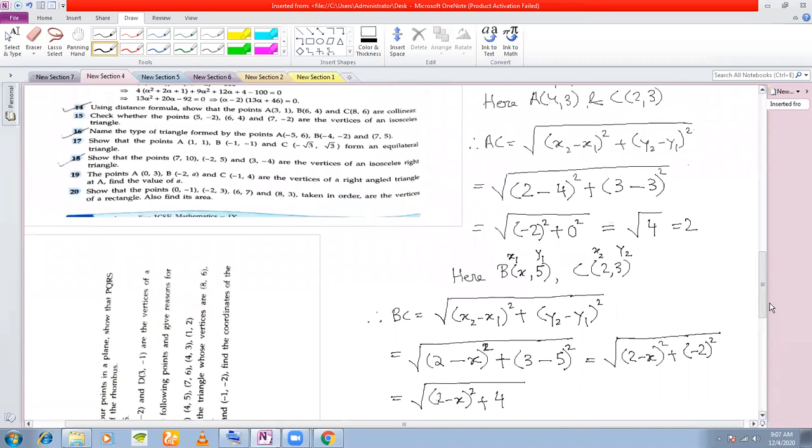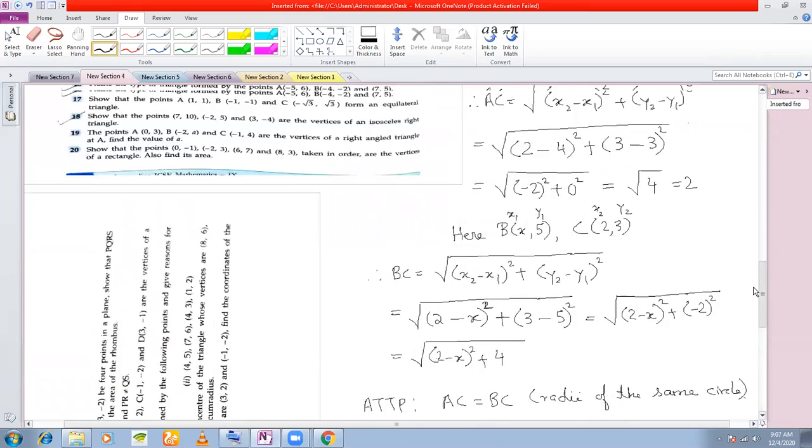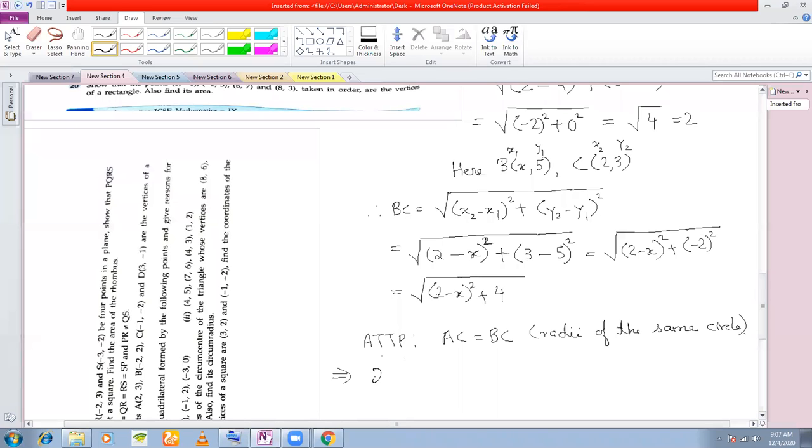You've got the distance BC and you've also got the distance AC. So according to the problem, AC must be equal to BC because, I'll give you a reason, they are radii of the same circle. So now you put the value of AC. How much have we got AC? AC we have got as 2. And how much have we got BC? BC we have got as root over of 2 minus x whole square plus 4.